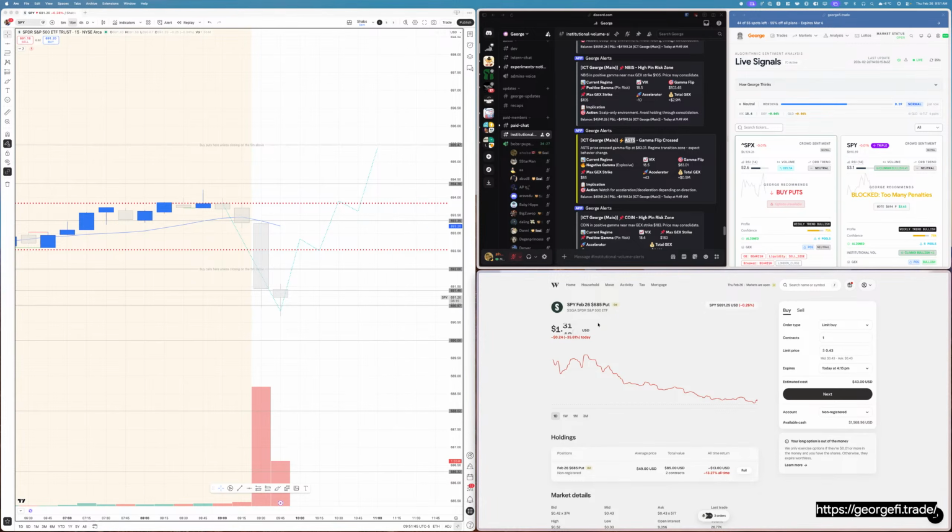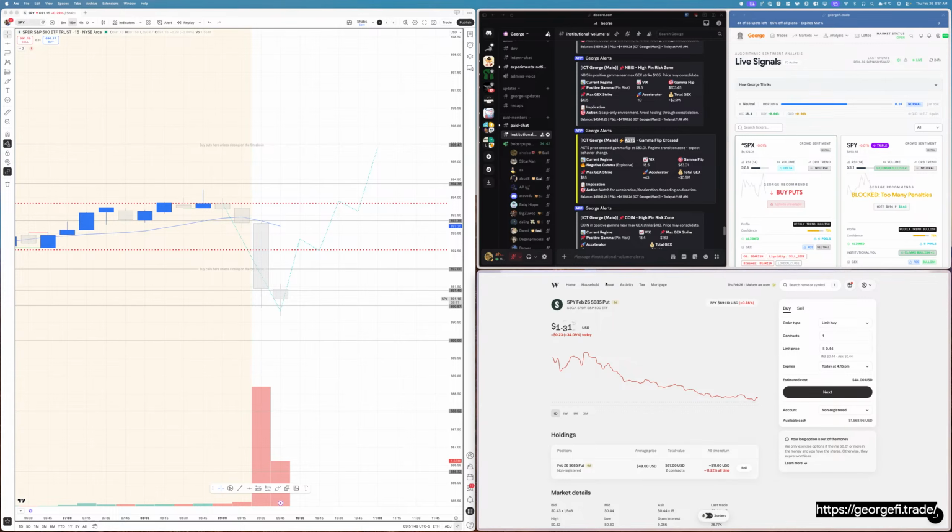I already know these puts are going to be cooked. Just so everyone knows, I'm dead positive these puts are going to get cooked. But I took them just to show you that it's not worth the risk at that point in time.